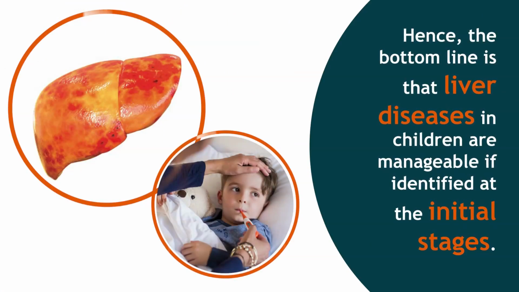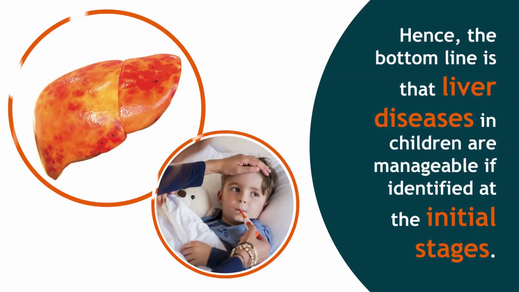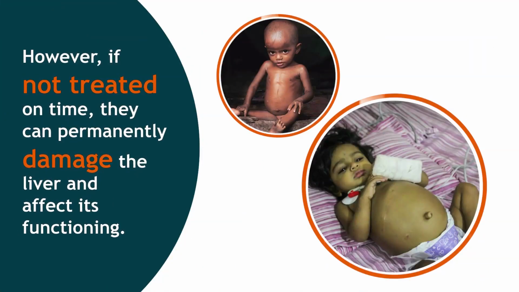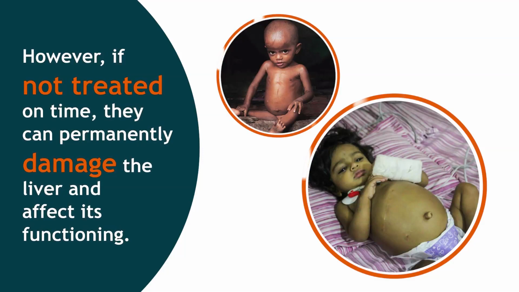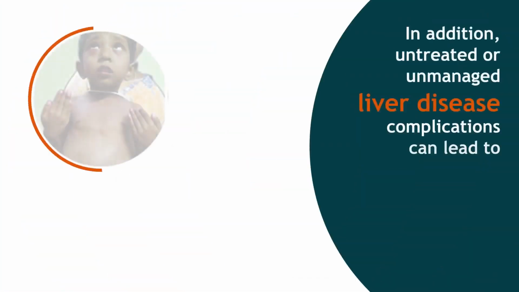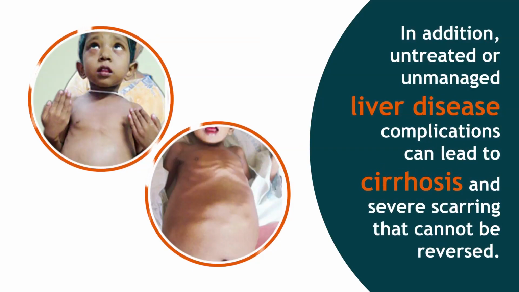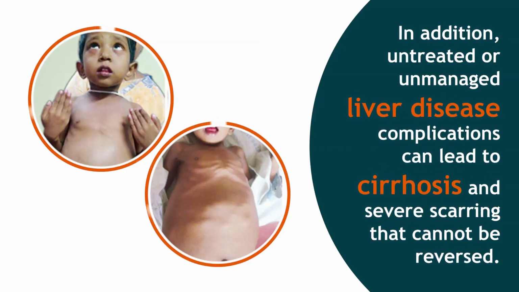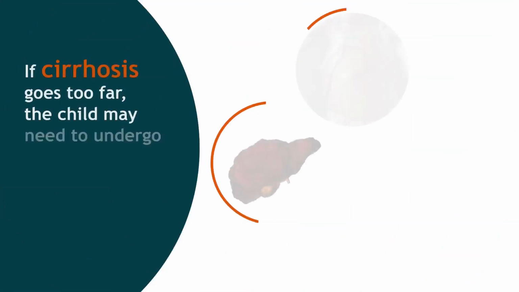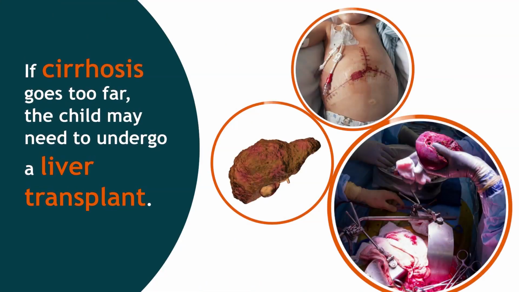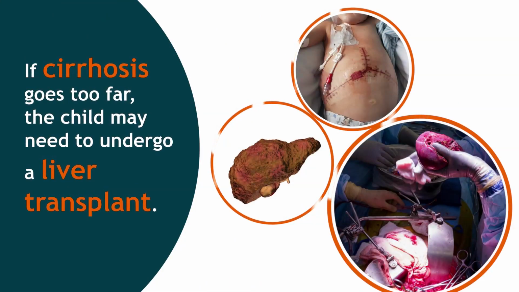Conclusion. Hence, the bottom line is that liver diseases in children are manageable if identified at the initial stages. However, if not treated on time, they can permanently damage the liver and affect its functioning. In addition, untreated or unmanaged liver disease complications can lead to cirrhosis and severe scarring that cannot be reversed. If cirrhosis goes too far, the child may need to undergo a liver transplant.